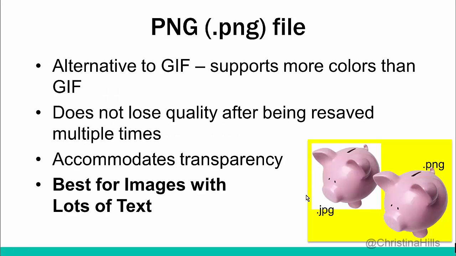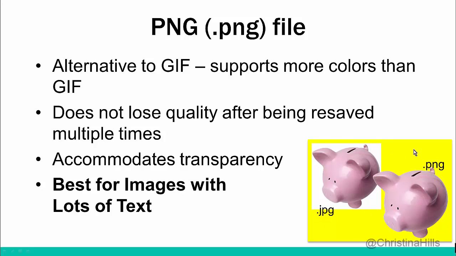Then there is what is called a PNG. So this is an alternative to GIF. It's a newer format, newer than GIF. And it doesn't lose quality after being resaved. So you could go in, make a change, save, go in, make a change, save, and it's not going to degrade in quality. And it can handle transparency. So a PNG is really good for images with lots of text, or if you want transparency.